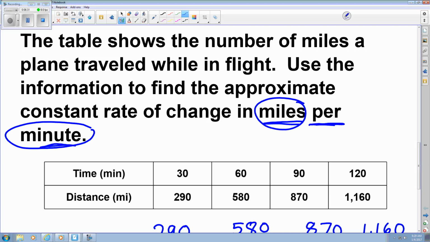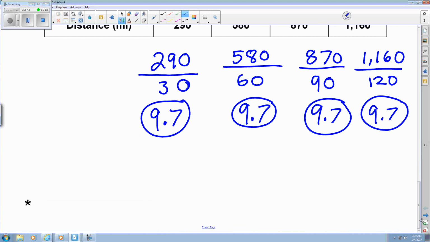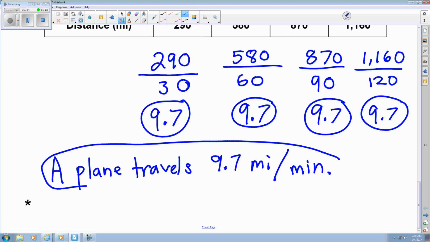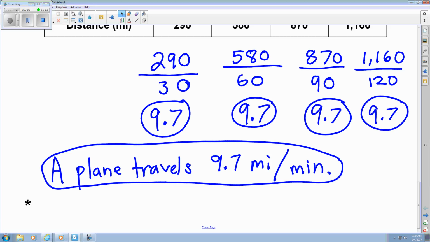A baby crawls 9.7 miles per minute. A plane travels 9.7 miles per minute. Do we need to get that specific? Why? Because you wouldn't know what it was that they were talking about. Are they talking about a baby crawling? A car driving? A person running? Is it reasonable to say that this could be a person jogging? Can a person jog 9 or 10 miles per minute? Absolutely not. Not at a consistent, constant rate.